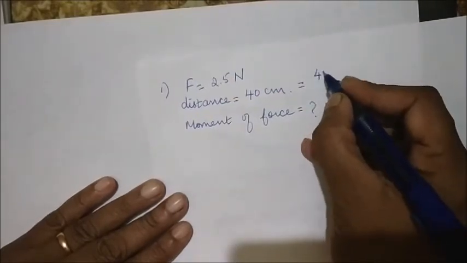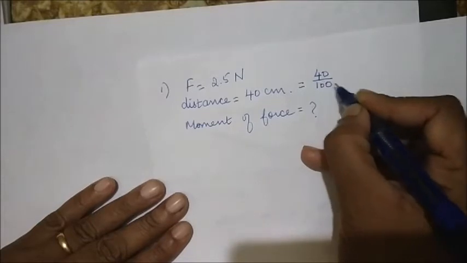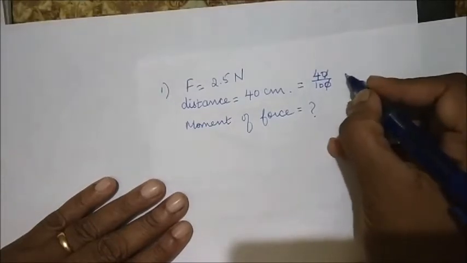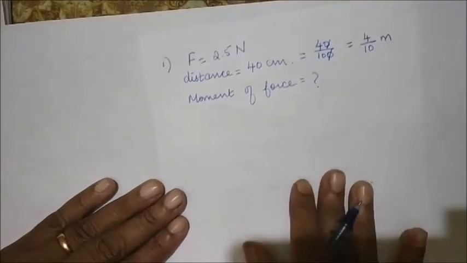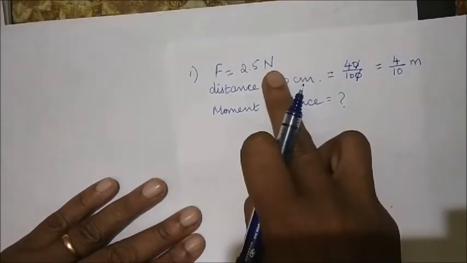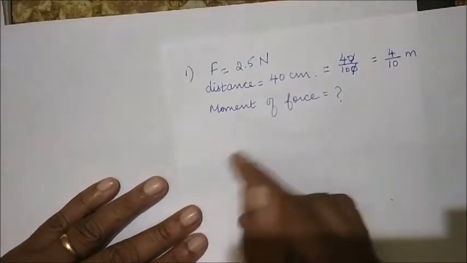So, what should I do to convert it into meter? I divide it by 100. So, one 0 will get cut. So, you can just keep it like 4 by 10 meter. Newton is an SI unit, so I don't have to make any changes.